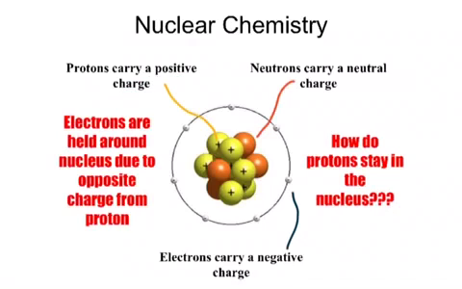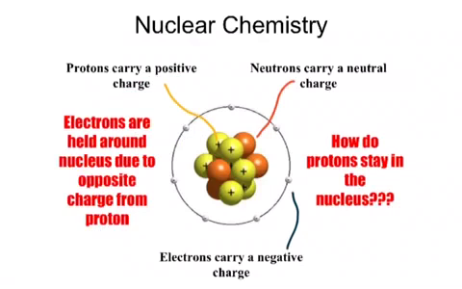So here's what we know. Because the protons have the positive charge here in the nucleus, and the electrons have a negative charge, because they're opposite charged, there is an attraction together. And so electrons are actually held around the nucleus due to the opposite charge from the proton. They are attracted towards one another.